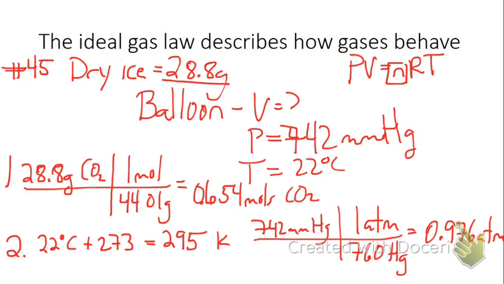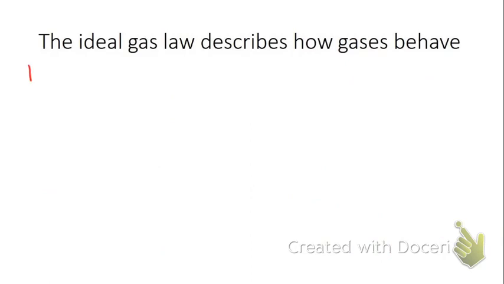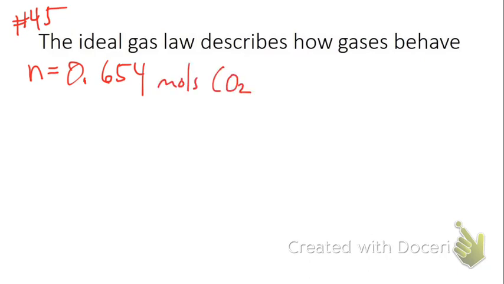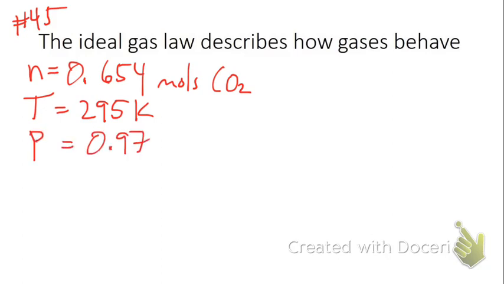So I'm going to rewrite what we found. We found moles as being 0.654. This was number 45. Moles of CO2. We know the temperature, 295 Kelvin, and we found the pressure was 0.976 atmospheres. And so we know PV equals nRT, and we're solving for volume.